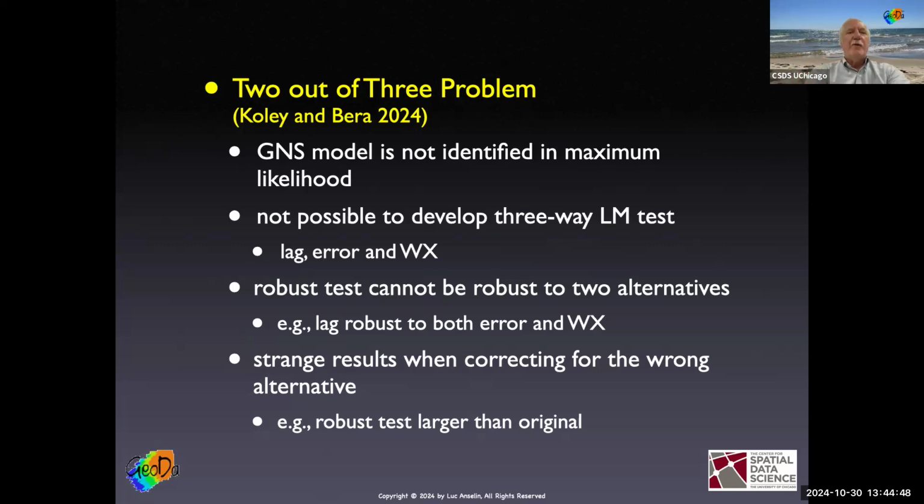Very recent paper. I think it's not even out yet. I have a preprint. So it's not possible to develop a 3-way robust LM test. You can only be robust to one or the other of the possible alternatives. And of course, in empirical practice, you have no idea which the true alternative is. You don't know. Right? So you don't know whether you're correcting for the right possible alternative. You could be correcting for the wrong one, and you have no idea.